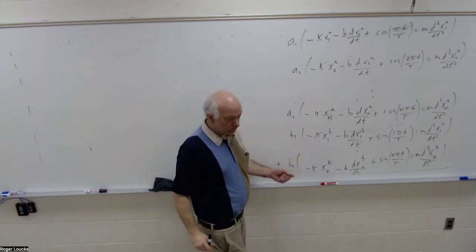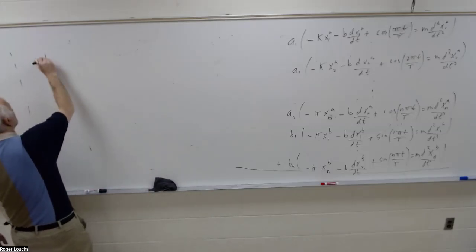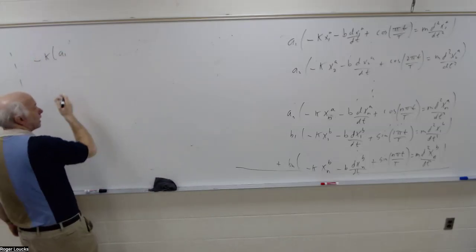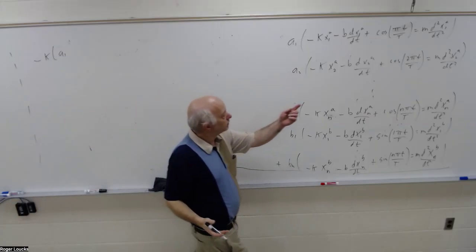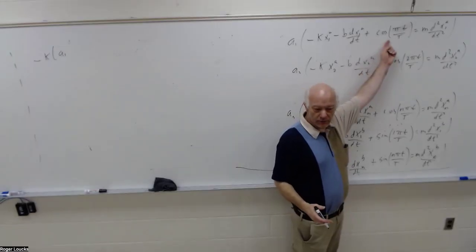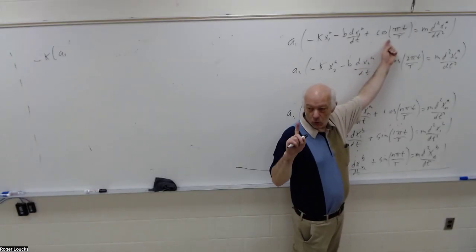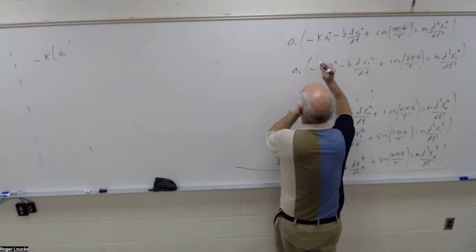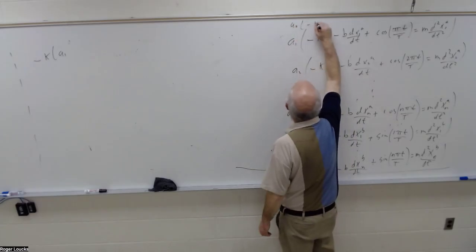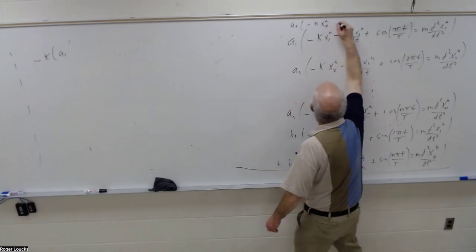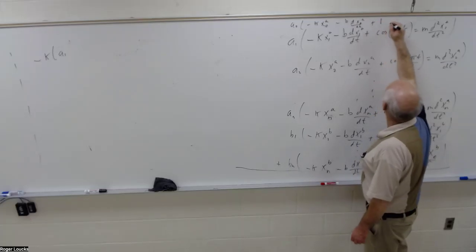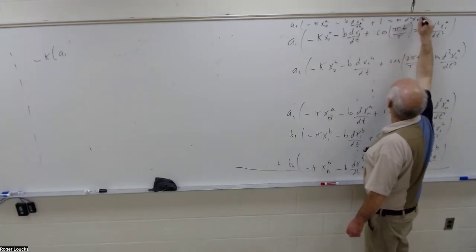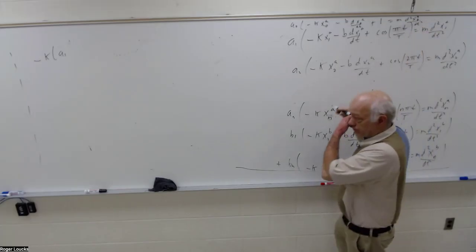Right, let's look at this from here. So what do I get? I get minus k, I get A1, and I also have to have an A0 term someplace there. What would the A0 term be? The A0 term would not be a cosine, but rather 1. I forgot to put that in there. So I can have A0 minus k x0a minus b dx0a dt, with the 1, equals m d2x0a dt2.